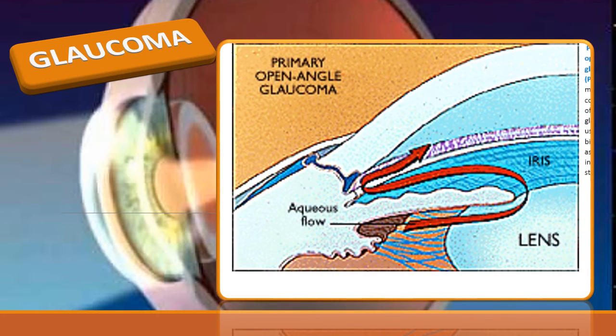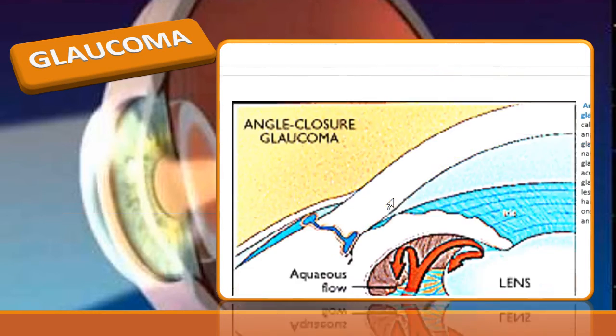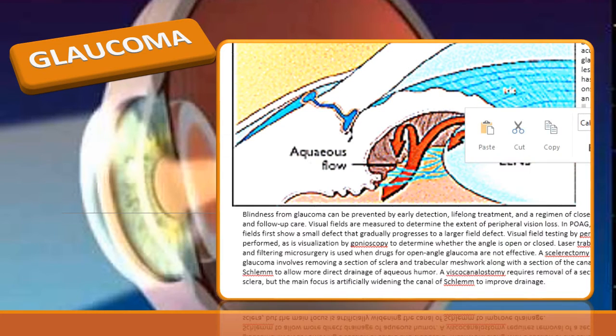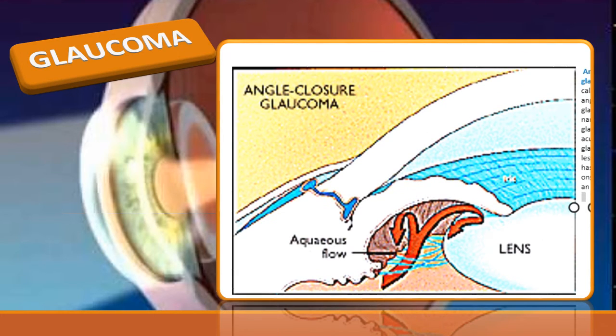Primary open-angle glaucoma is the most common form of primary glaucoma. It is usually bilateral and is asymptomatic in the early stages. The other one I want to mention and review with you is angle closure glaucoma. Angle closure glaucoma, also called closed-angle glaucoma, narrow-angle glaucoma, or acute glaucoma, is less common and has a sudden onset and is an emergency.